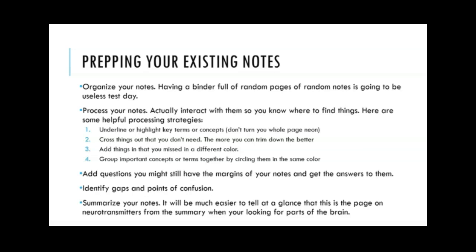Add things that you missed in a different color. Maybe there were certain days that you were absent from class. Put those in a different color so they stick out to you. And then lastly, you can group important concepts or terms together, right? So, for example, maybe neurotransmitters. You want to group those concepts in a specific region.